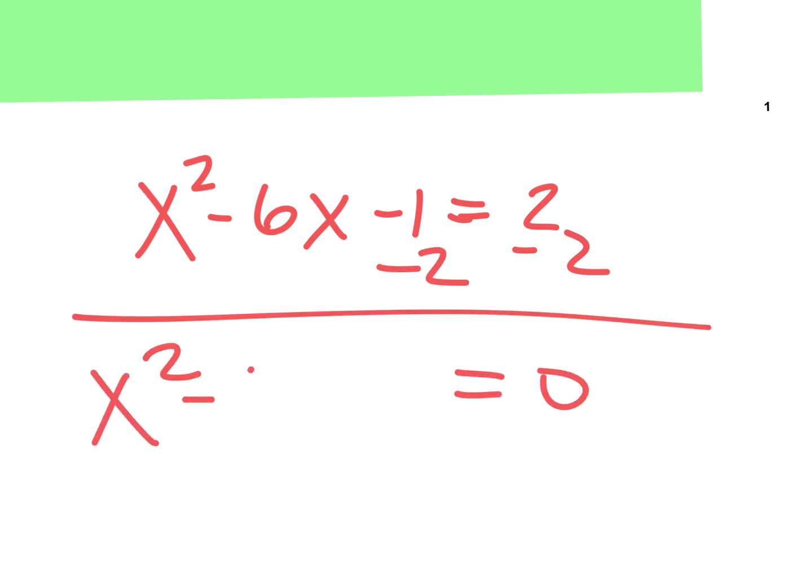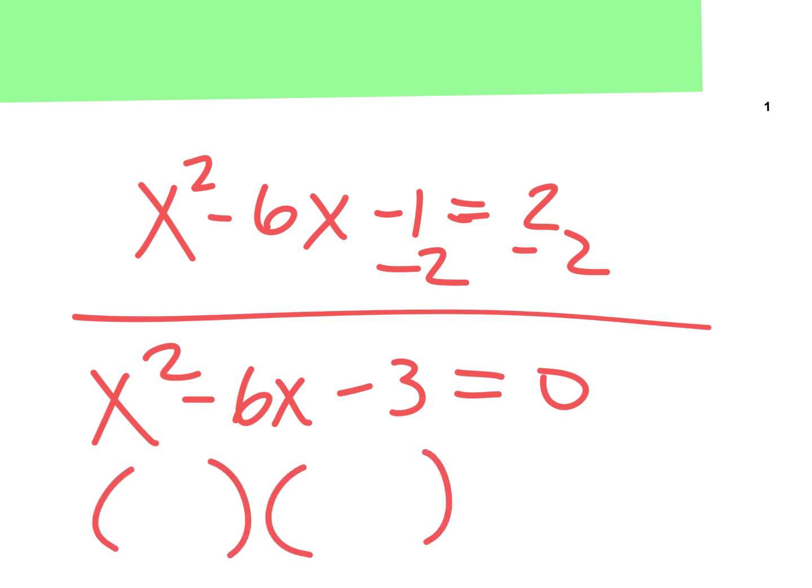X squared minus 6x minus 3. Please copy that one down. And the first thing I want you to do is to try to factor it. Because if you can factor it, you should. Very good answer. If you can factor it, you should. Now, it won't take too long for you to realize the thing won't factor.